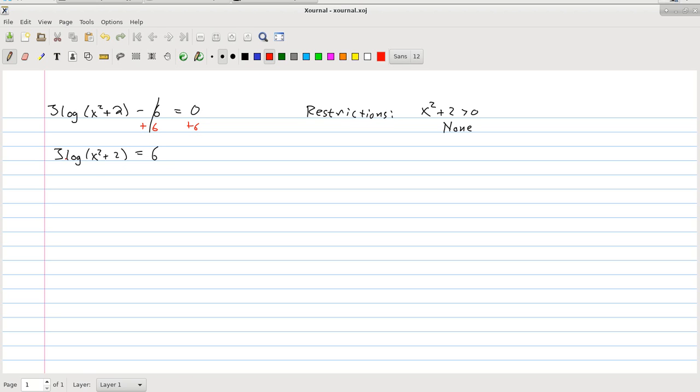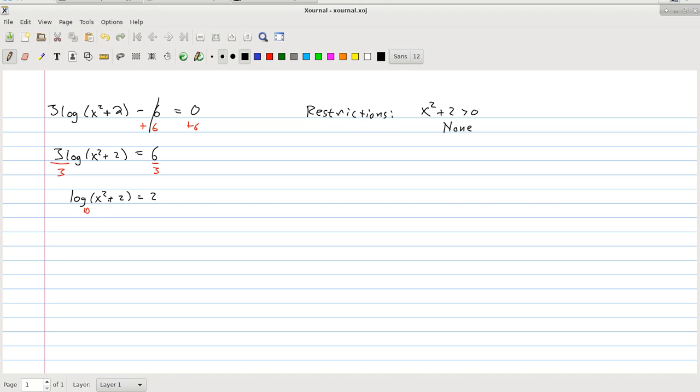I still want to get the log by itself, so now divide both sides by 3. So on the left-hand side, the 3's reduce, and we're left with log of x squared plus 2 equals 2. Now, the base of the log is not written, so the base is 10.